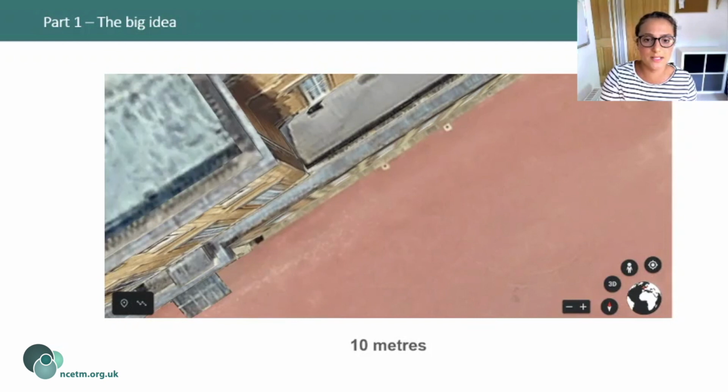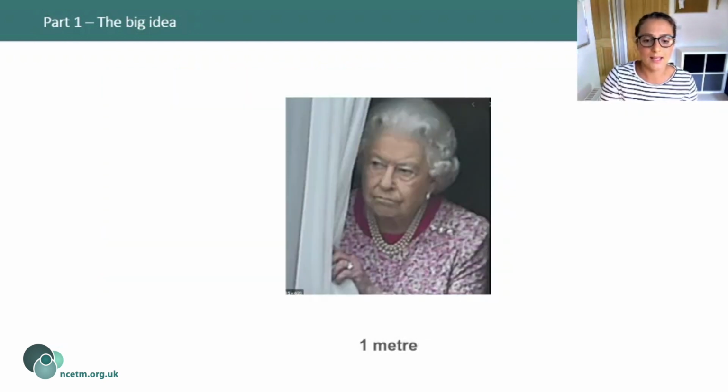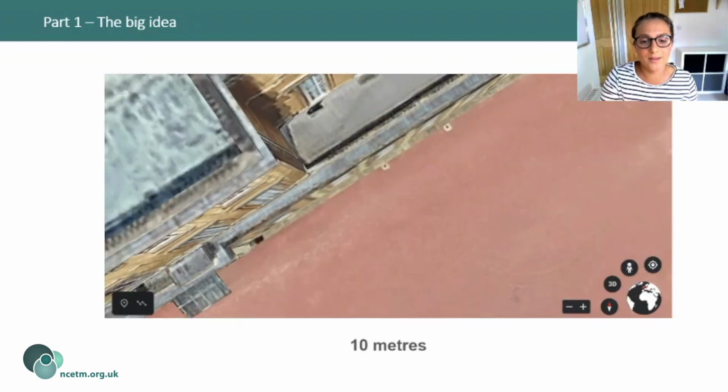So when we're only 10 metres away, we're really focusing on a very small part of the palace, and then 1 metre away we can see who's looking out the window. But using that language around 1/10 as far or 10 times nearer, that multiplicative language is really key when we're thinking about scaling.